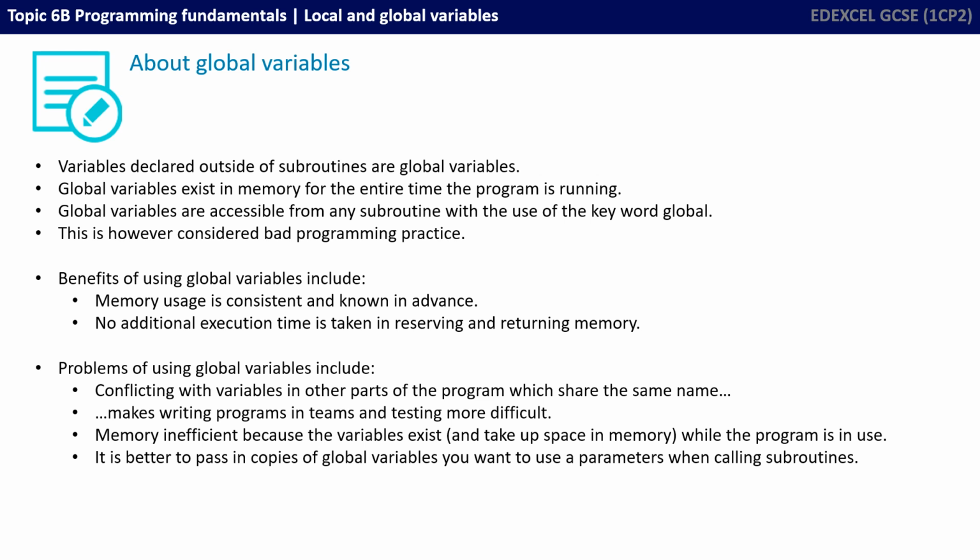There are some benefits to using global variables. The memory usage is consistent and known in advance. There's no additional execution time taken in reserving and returning memory. But there are also considerable problems. Conflicting with variables in other parts of the program which share the same name makes writing programs in teams and testing more difficult. It can be memory inefficient because the variable exists and therefore takes up space in memory for the entire time the program is running. We are better off passing in copies of global variables you want to use as parameters when calling subroutines.